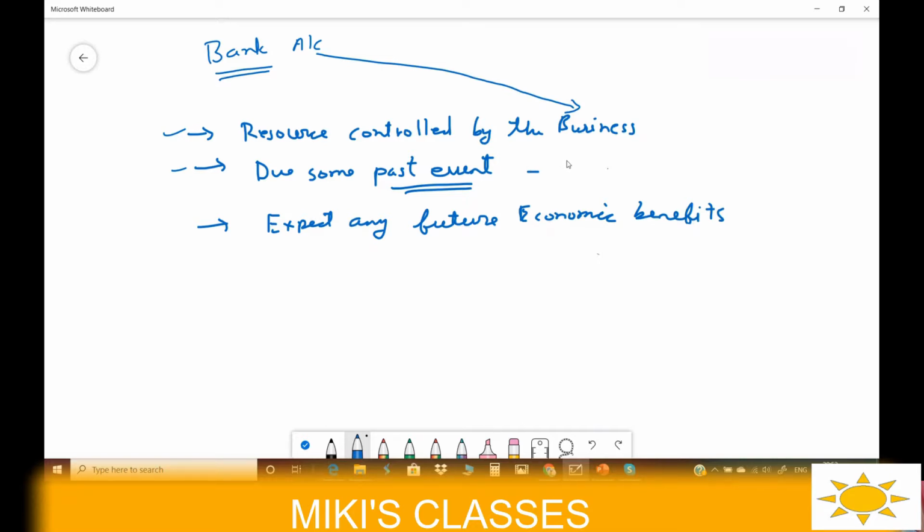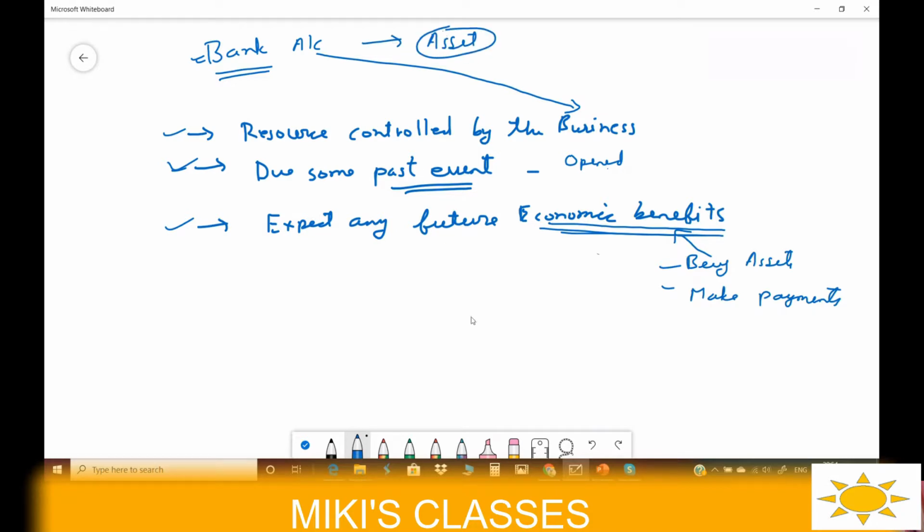Due to some past event, what is a past event? The account has been opened. The account was opened. So that is the past event. So it also ticks the second one. Expect any future economic benefits. If the business has money in the bank account, can it use it for economic benefits? It can, right? Like in the case of cash, it can buy assets or make any payments. Correct? If there's money in the bank, you can use it for all this. All these are what? Economic benefits. So bank also fits the definition of an asset.